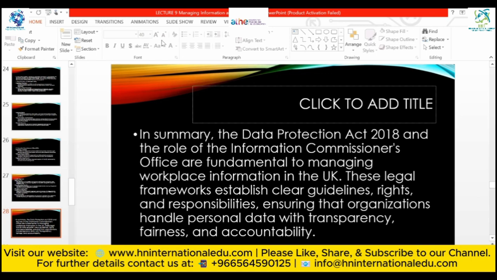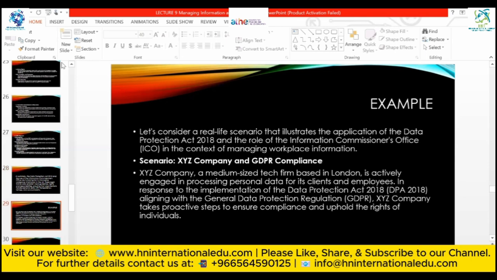When they want to secure your data, then definitely they have built up a body behind it as well, which is responsible to oversee. Now I'll give you again an example. Let's consider a real-life scenario that illustrates the application of the Data Protection Act 2018 and the role of the Information Commissioner's Office in the context of managing workplace information.